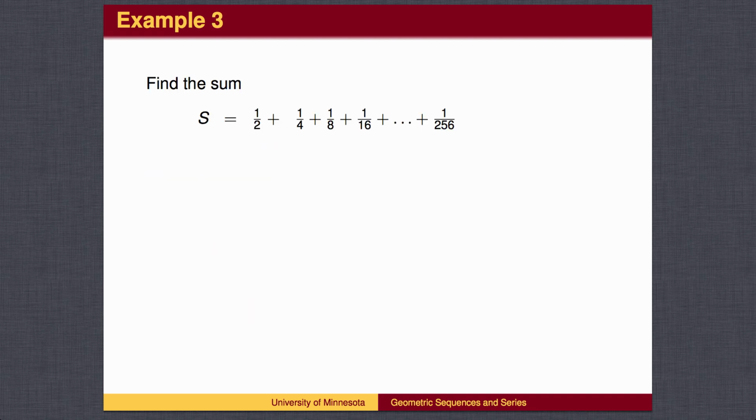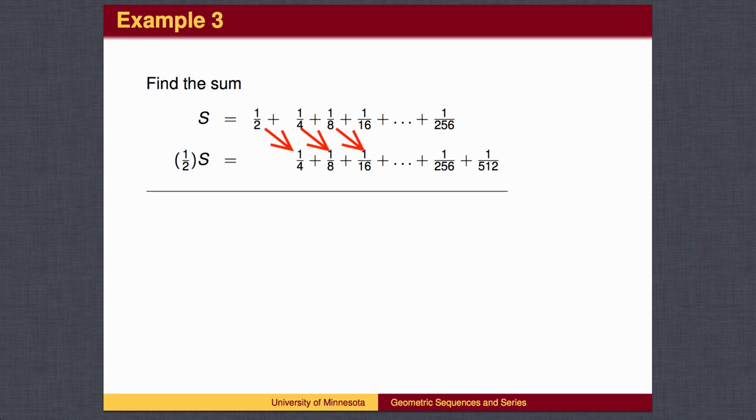We could also have multiplied the fourth term by negative 1/3. We may also want to find the sum of a geometric series. The technique used here is to multiply the series by the common ratio. In this case, we multiply by 1/2. Notice that every term in the series shifted one spot to the right. We can now subtract the two series. Everything cancels except for the first term and the last term. We can then solve for s.